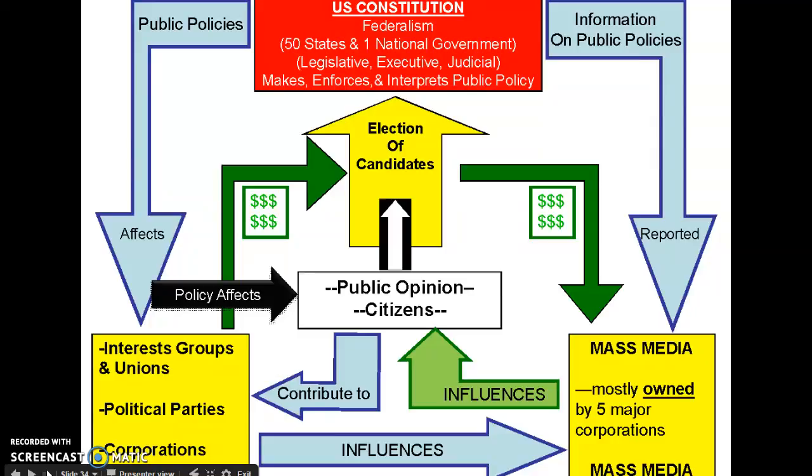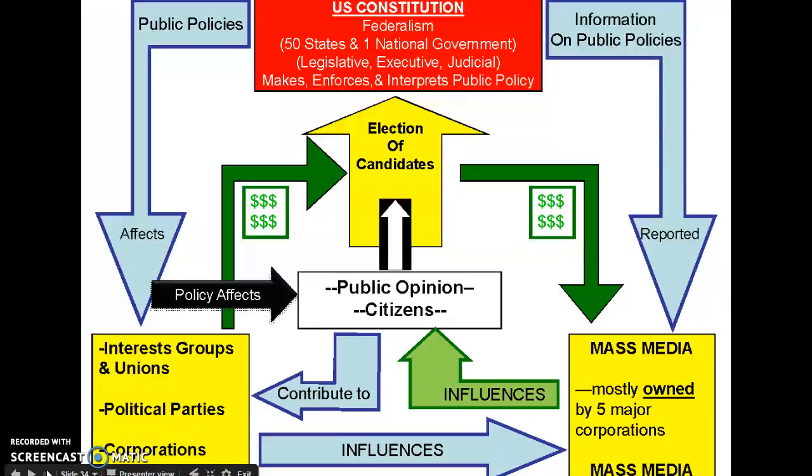This is just a map of how elections and influence work, a visual representation of how government interacts with special interest groups and the media and who influences who on public opinion and how public opinion affects the election of candidates. This is just the way I like to think about it.